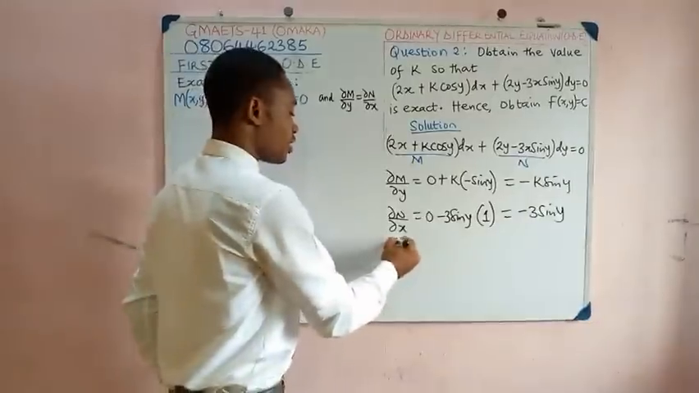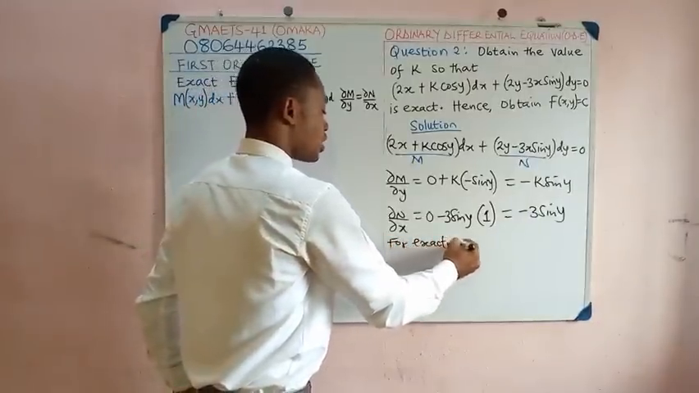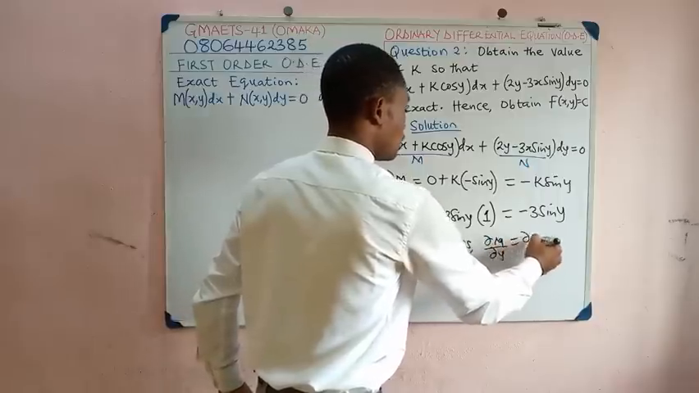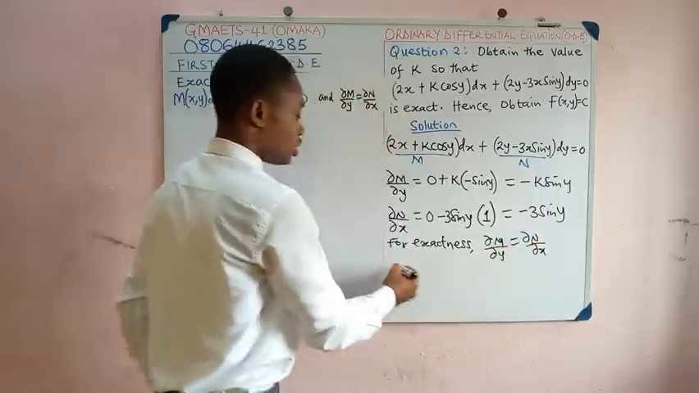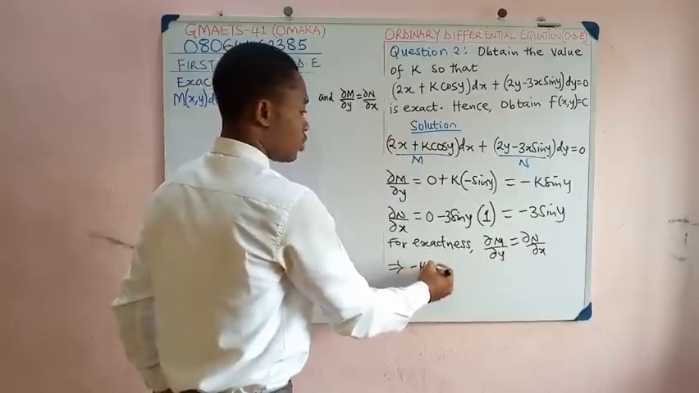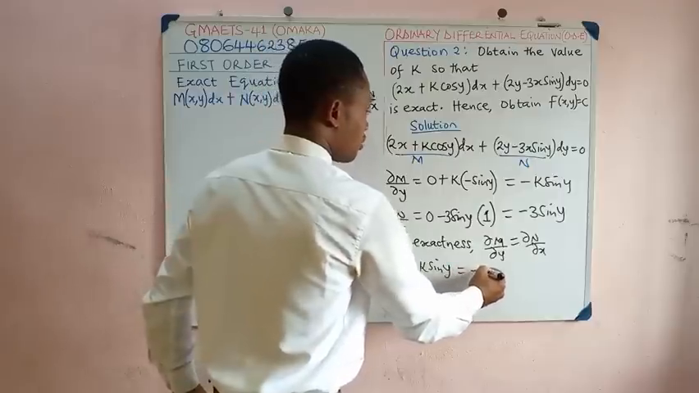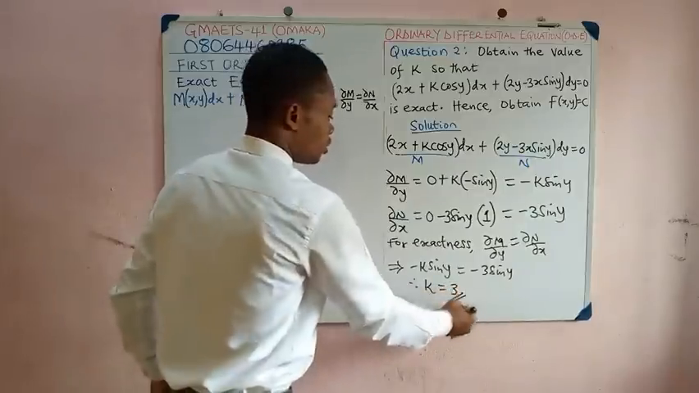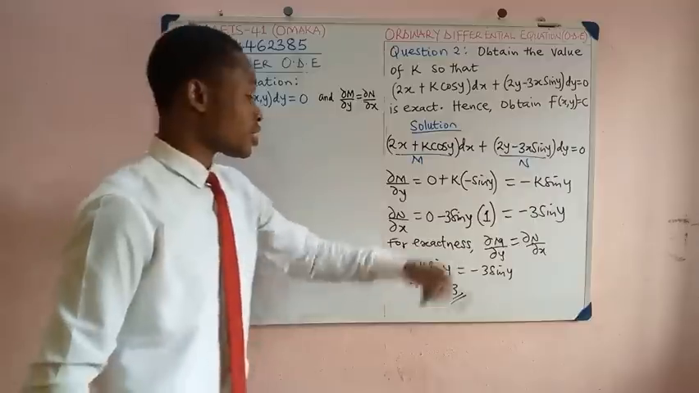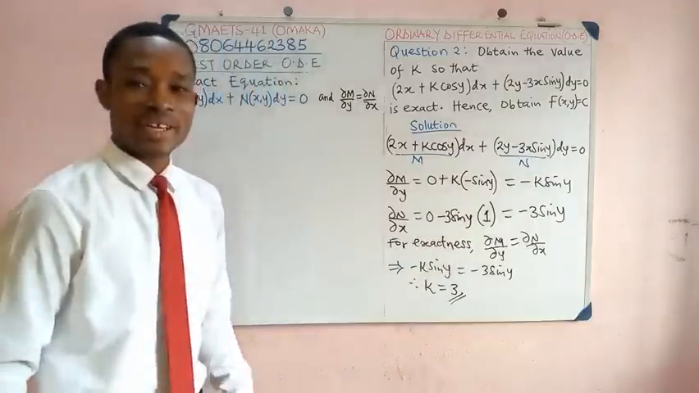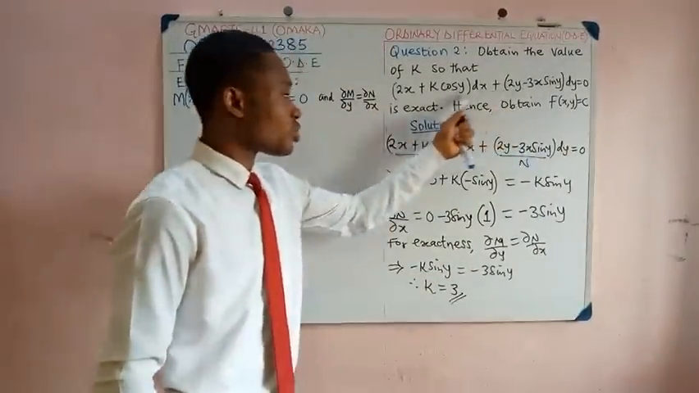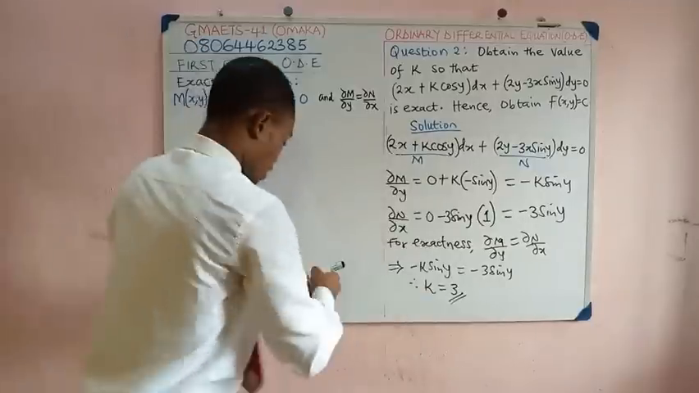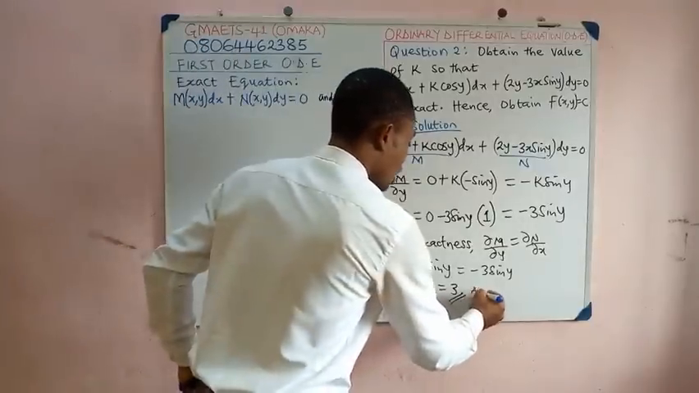Now, for exactness, we expect that del m over del y is to be equal to del n over del x. That's the condition. So the implication, minus k sine y is now going to be equal to what? Minus 3 sine y. Therefore, the value of k is equal to 3. You're going to divide through by what? By minus sine y. You get your k to be 3. So for this differential equation given to us to be an exact equation, the value of k is positive 3. Okay, now we have gotten the first part of the answer.